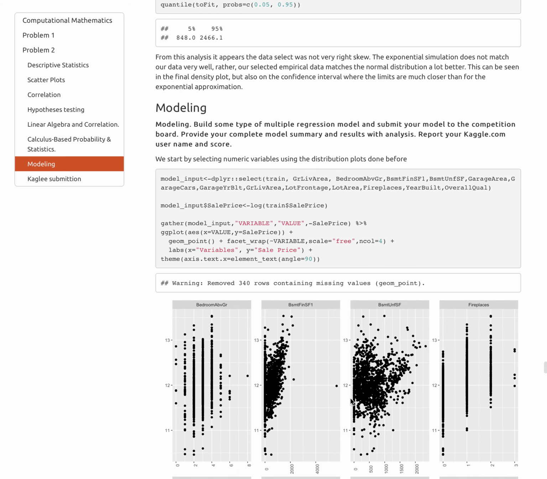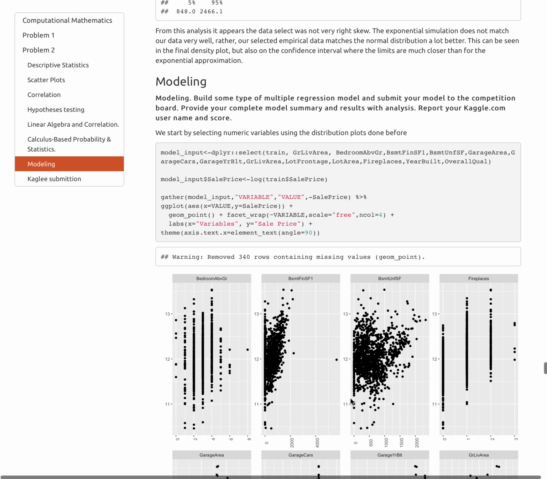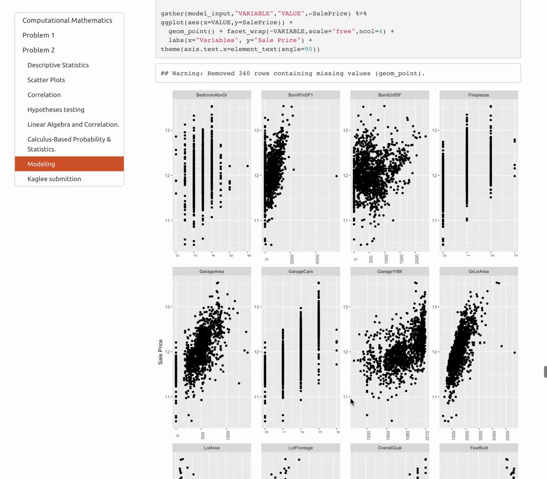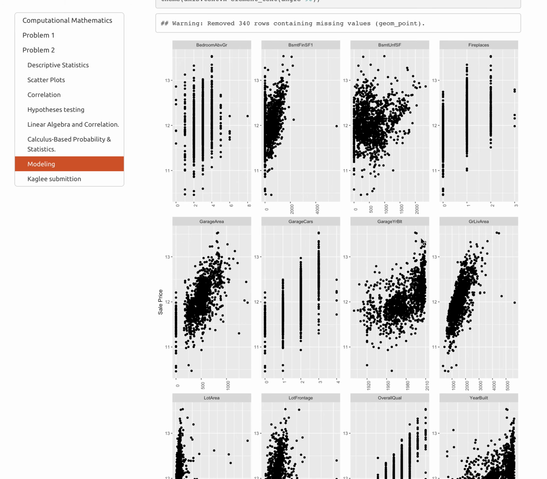Then finally, the modeling for the Kaggle competition. So first I selected a list of features using the exploratory analysis from before and plotted these features against sales price. So those are these plots right here. Sales price being the dependent variable that we want to be able to predict.